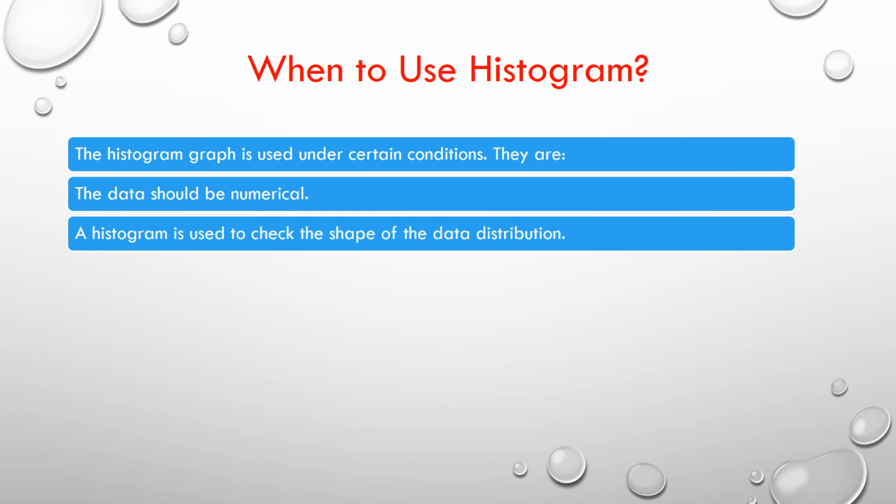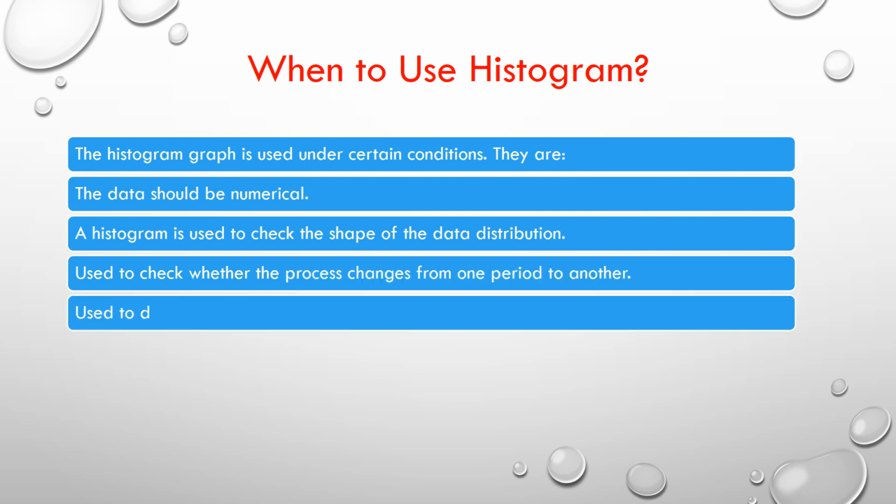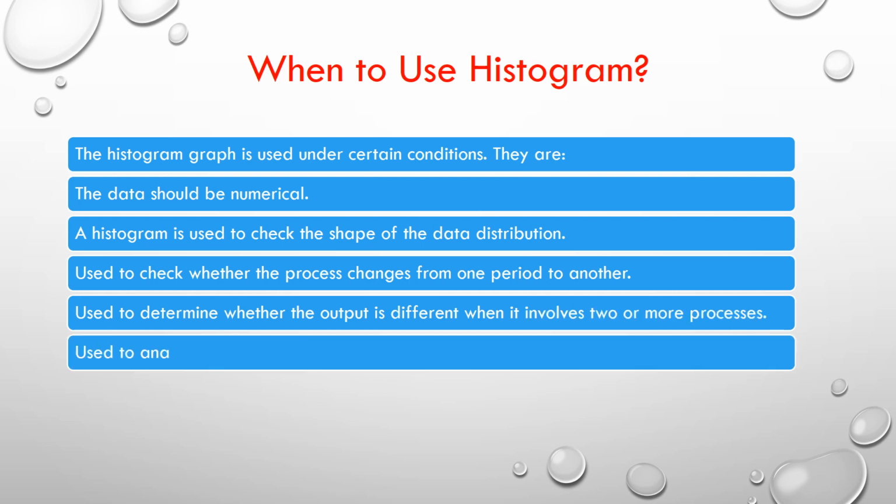Used to check whether the process changes from one period to another. Used to determine whether the output is different when it involves 2 or more processes. Used to analyze whether the given process meets the customer requirements.